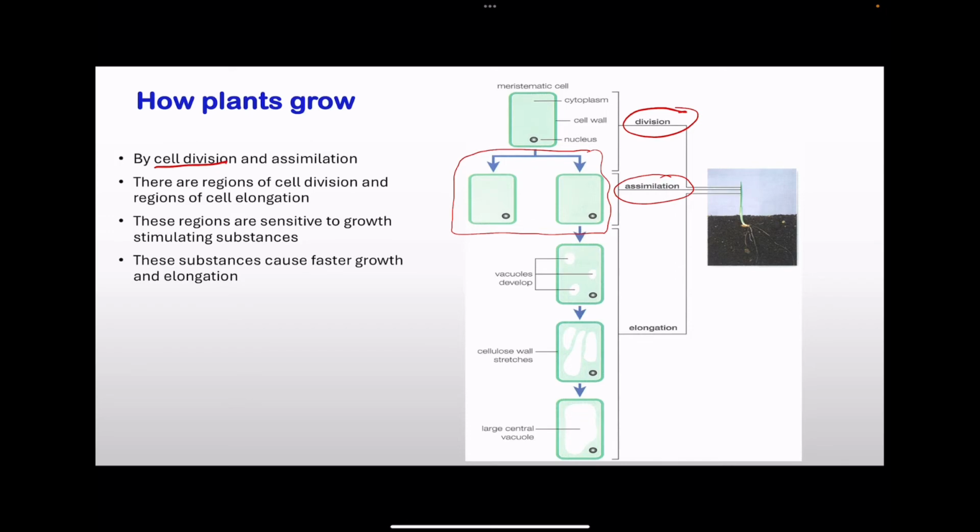And as a result of that, there is going to be an increase in size, so we see the region of cell elongation. Elongation occurs, everything is going to be created. We can see now the vacuoles are created and many other cell components until a region of cell maturation is reached.